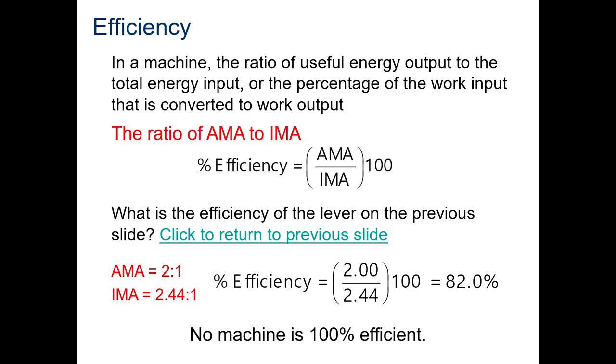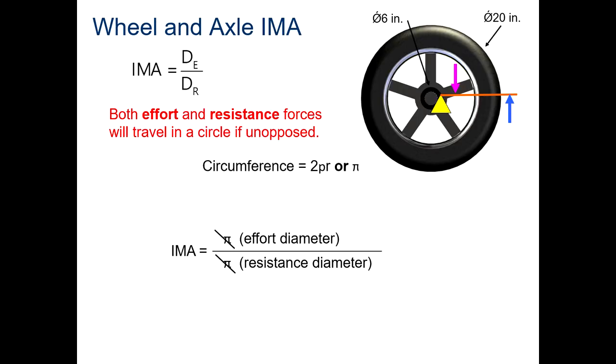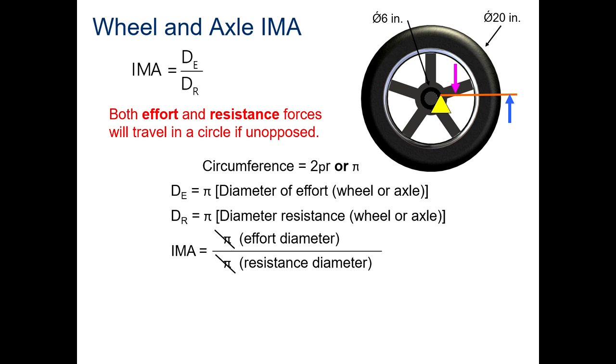All right, we've already mentioned that no machine is 100% efficient. Wheel and axle is the same thing. Now, we're looking at the diameter. So again, it's our effort divided by resistance. And all these, it's always going to be effort divided by resistance.